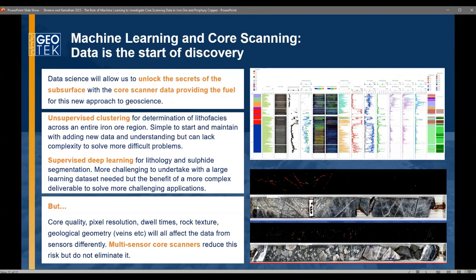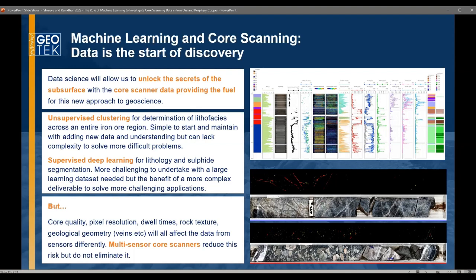The first one is that data science techniques, and I do believe this wholeheartedly, unlock secrets of data sets in the subsurface. But to use these techniques, we really do need a consistent data set to start from, something that we can trust and we can see and is coming through with depth. And that's where core scanner data really do shine really brightly. The data they provide is the fuel for this new approach to geoscience. There are 2 different techniques you could use, unsupervised or supervised.